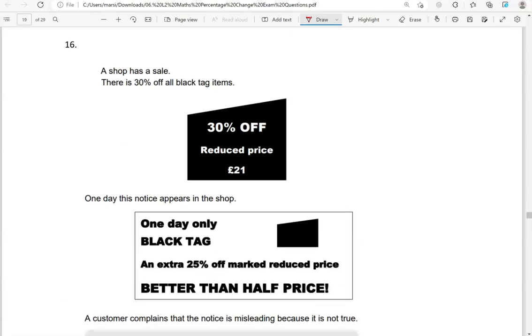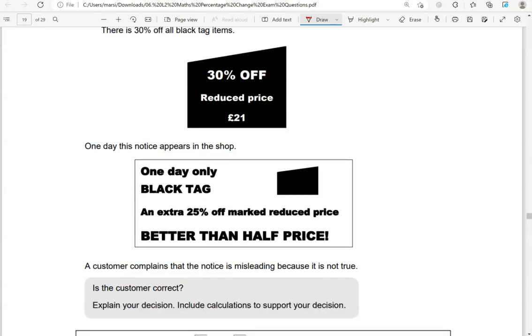A shop has a sale. There is 30% off all black tag items. 30% off reduced price, £21. One day this notice appears in the shop: One day only, black tag, an extra 25% off marked reduced price. Better than half price. A customer complains that the notice is misleading because it's not true. Is the customer correct? Explain your decision. Include calculations to support your decision.